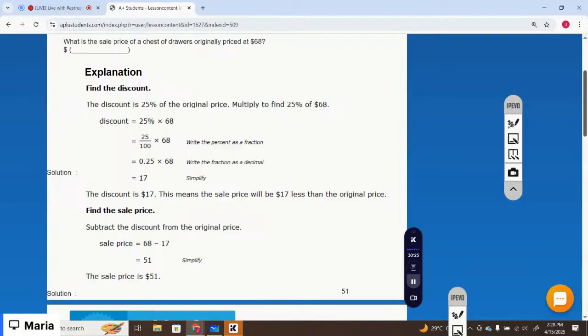So you need to calculate the sale price. That is 68 minus 17. So 68 minus 17 is 51. That means the sale price is $51. The sale price is $51.